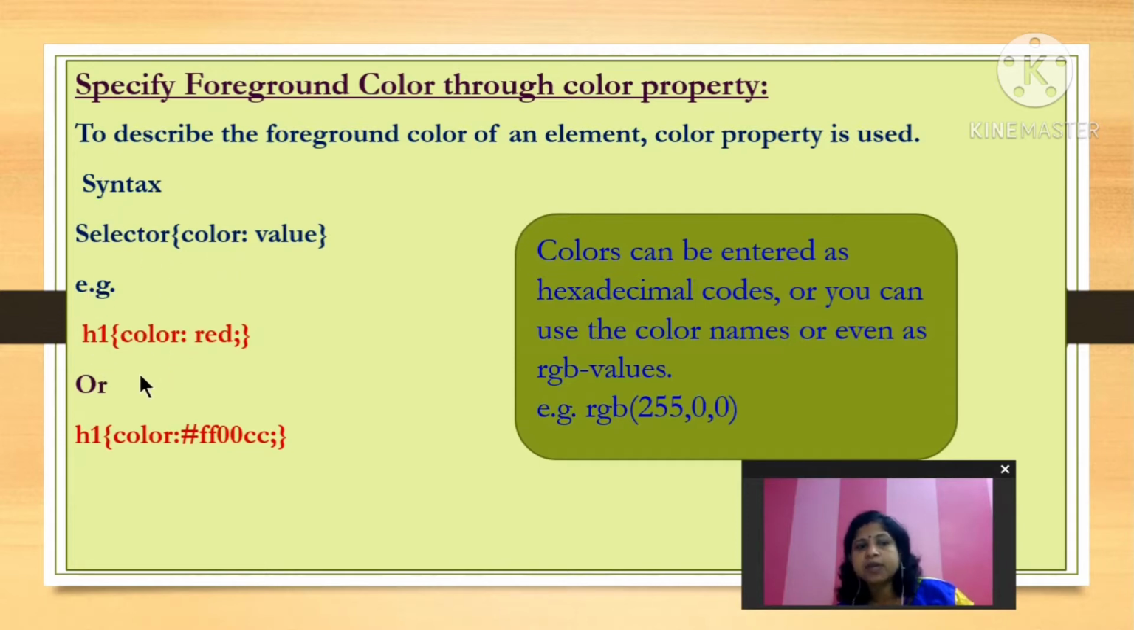For example, for H1, if you want the foreground color, meaning text color, then you can write H1. Then in curly braces you will write color, then colon, then red. You will specify the color, then a semicolon. Here you see color written, then FF00CC.